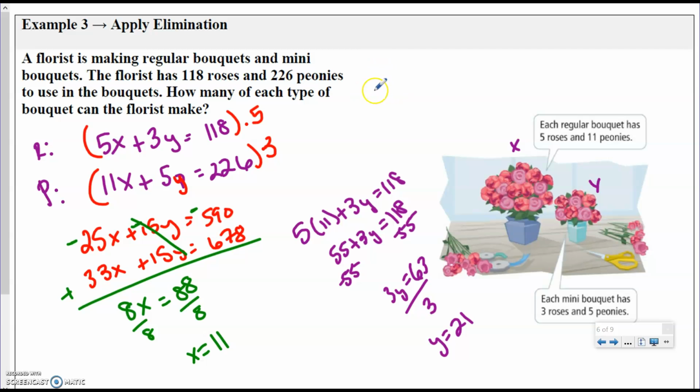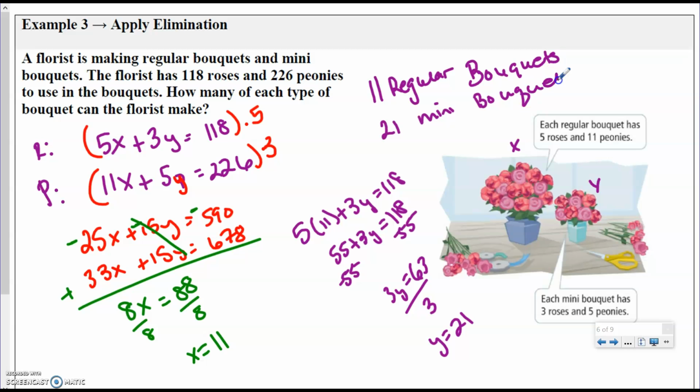So she can make 11 regular bouquets, let's see if I spell it correctly, and 21 mini bouquets. Okay, check that by plugging it in here and multiplying it out to make sure it works.